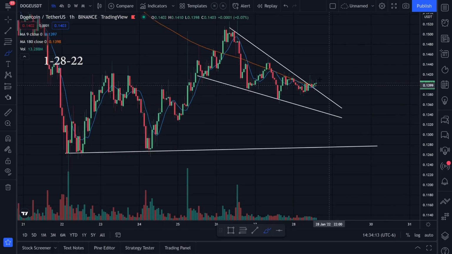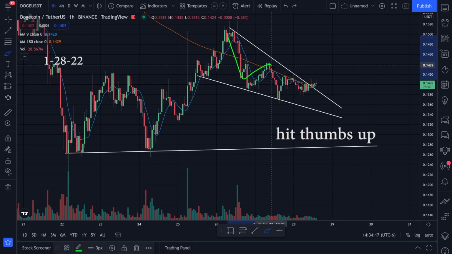So right now it kind of looks like we're forming a falling wedge pattern, which is actually a bullish pattern once we break this going to the upside, which it does look like we're breaking right now.